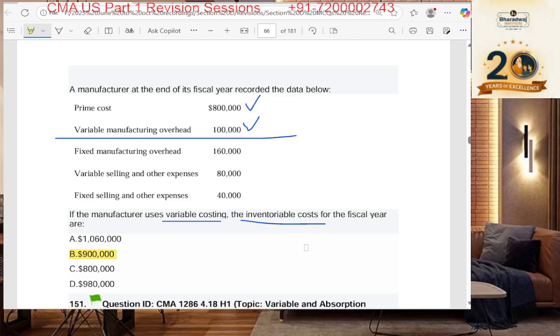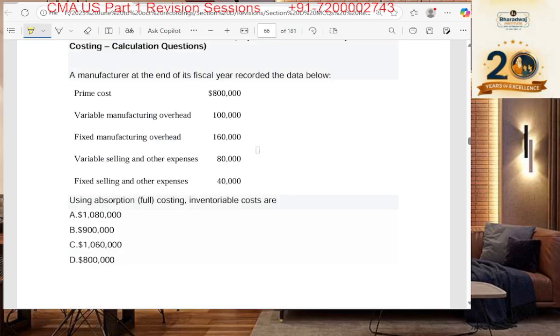So suppose it is absorption costing, then apart from SG&A, everything else will get added, plus 1 lakh. Include up to this 1,60,000. 10 lakh 60,000. Full costing may include fixed manufacturing overheads also. Next.